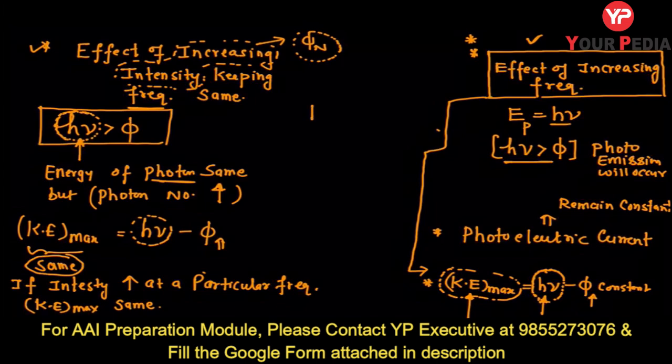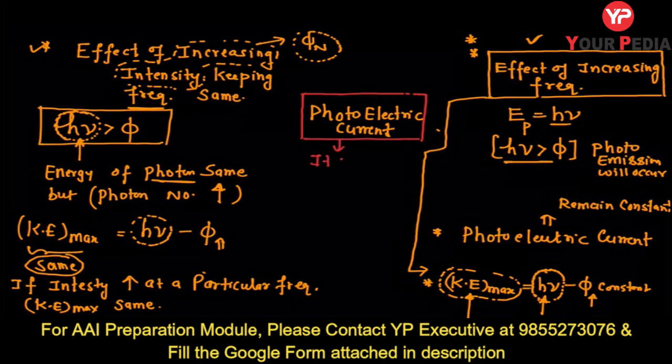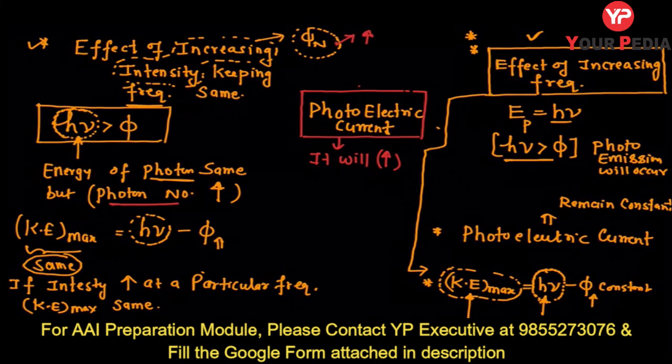But what about photoelectric current? Obviously, now I have discussed much about this topic. This will increase. Why will it increase? The up arrow means increment, because if you are falling more photons, you are increasing the photon flux. More electrons will be ejected, more carriers are available for current. It means the photoelectric current will increase.